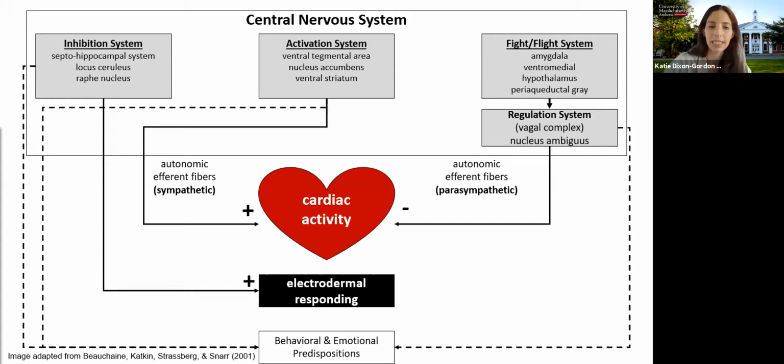One of the other reasons that I like to show this schematic is because it helps us make sense of and conceptualize why we might see different patterns depending on which sympathetic measure we're looking at. For instance, if we're looking at some sympathetic aspect of cardiac activity, that may not map directly onto electrodermal functioning. And Ted Beauchaine suggests that that's because the skin conductance element really is tapping into more of this behavioral inhibition piece.